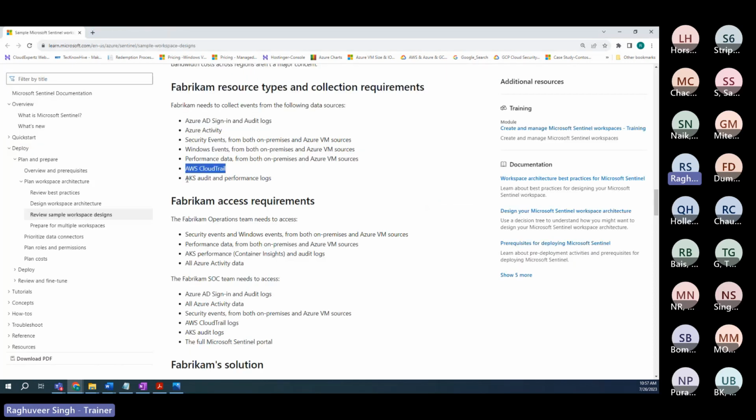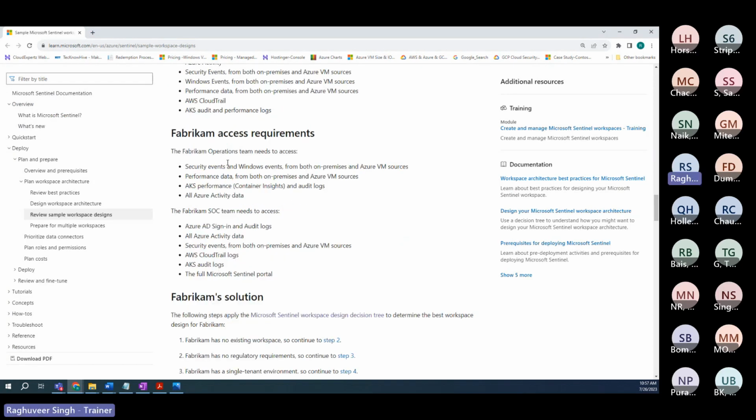Okay. And then AKS audit and performance logs, Azure Kubernetes Service audit and performance logs. This is their requirement. Okay, access requirements. They have security events and Windows events.